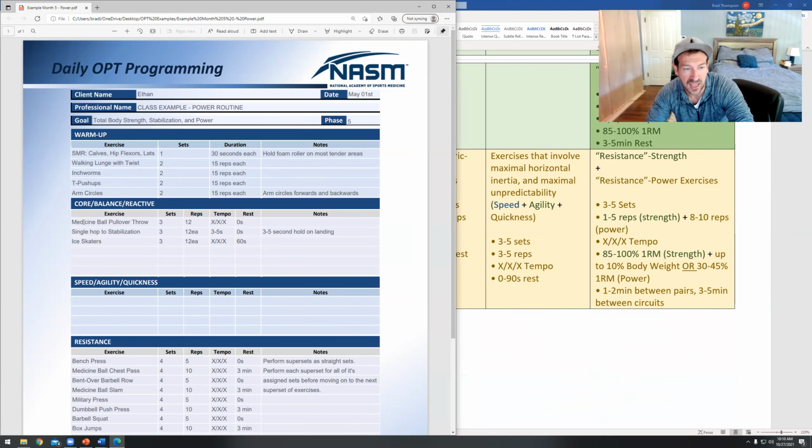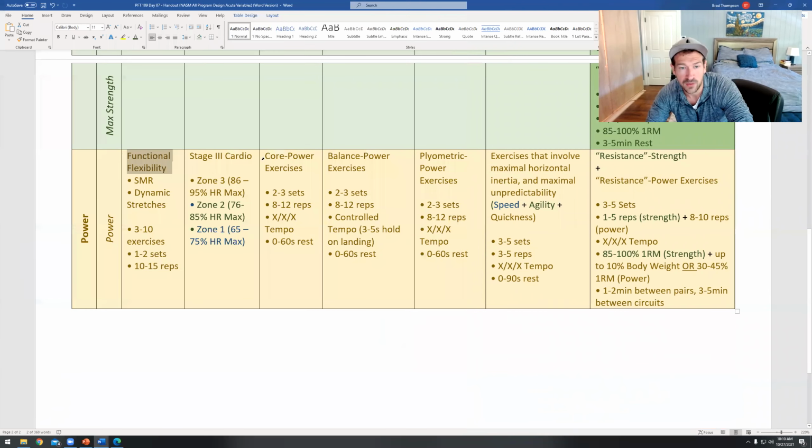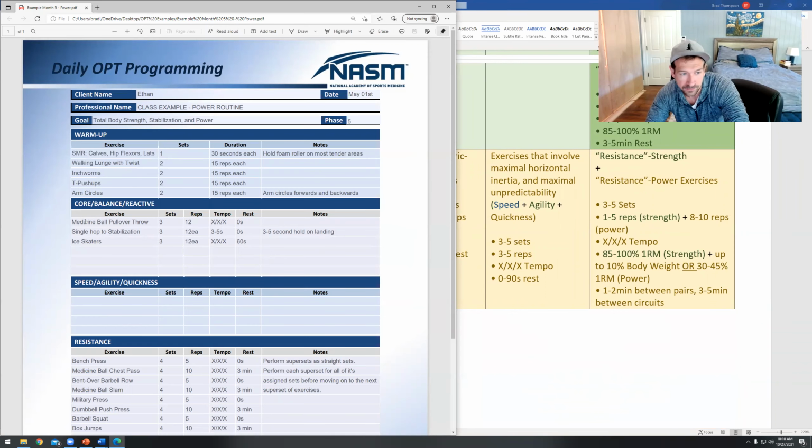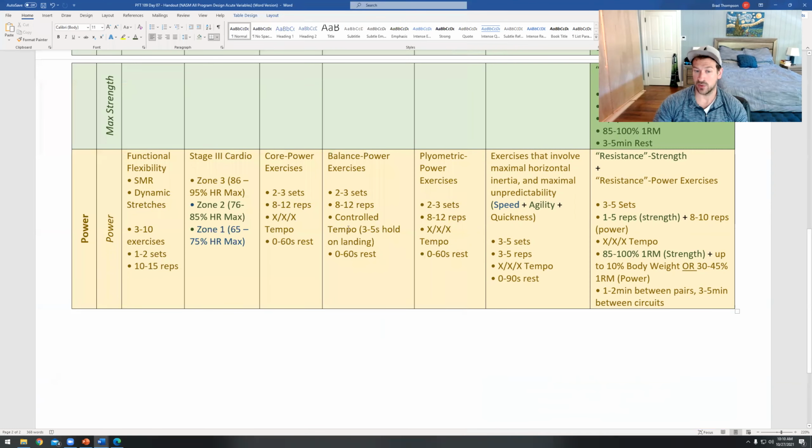And then for our movement prep, right? Core power, balance power, reactive power, medicine ball pullover throw, single leg hop to stabilization, right? Which I thought was a good pair for doing the box hop to stabilization earlier. Now we're doing the single leg version of that. Used to be reactive, now it's balance. And then ice skaters, maximum power there. And then 12 for everything with explosive tempos, except for the balance one, which was a hold your landing 3 to 5 seconds, right?